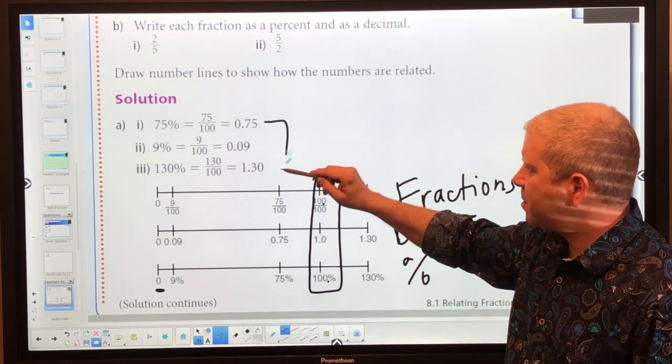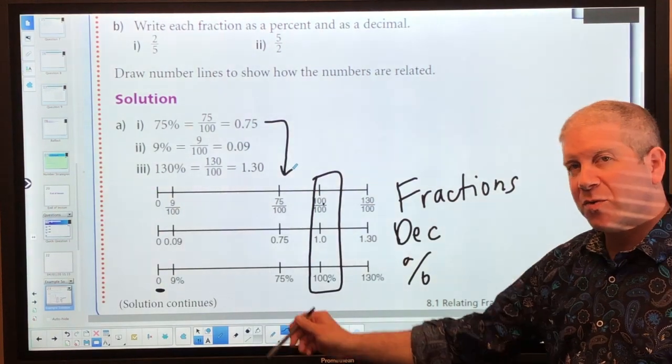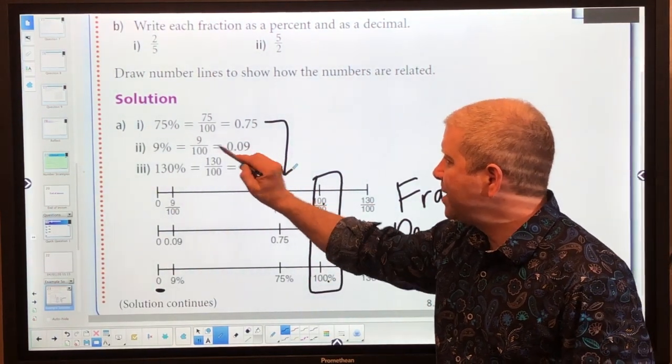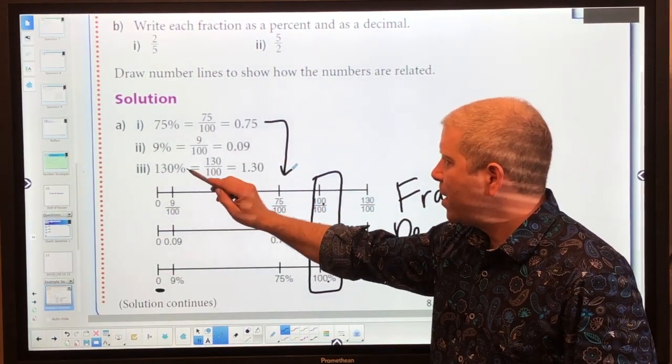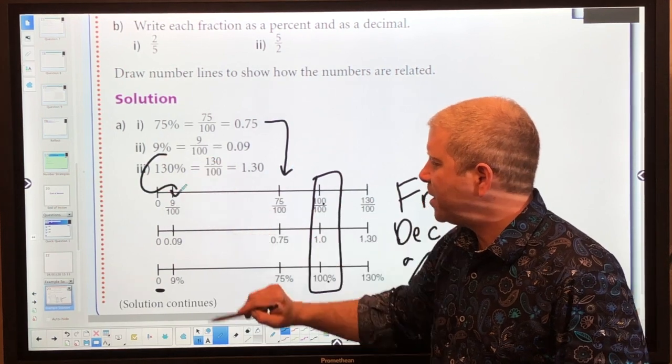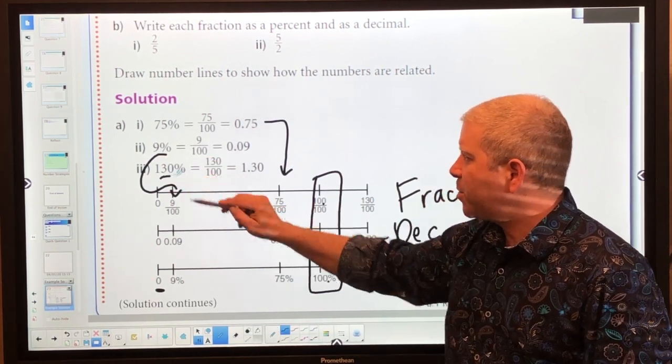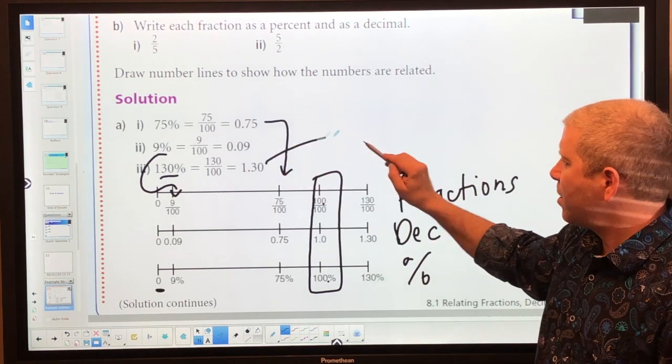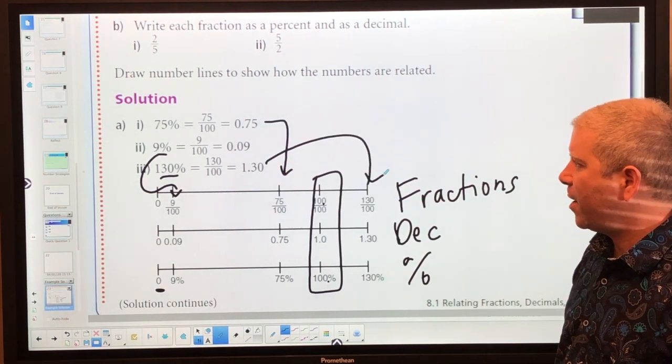The 75 is going to go here, about 3/4 of the way up. The 0.09 or 9 over 100 goes right over here because it's very small. And 130%, because it's larger than 1, is going to go over here.